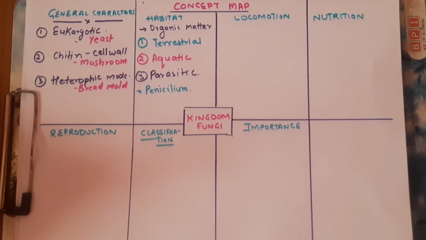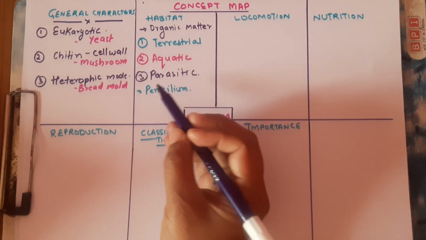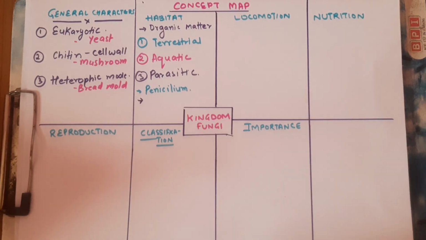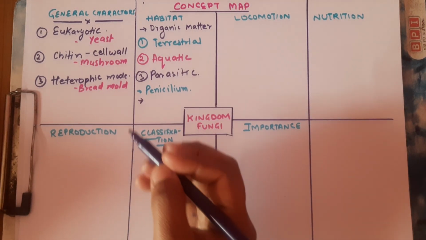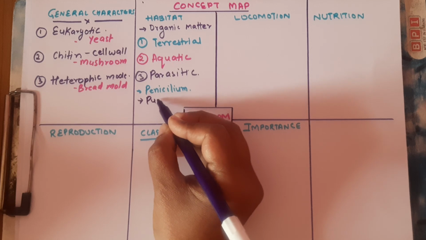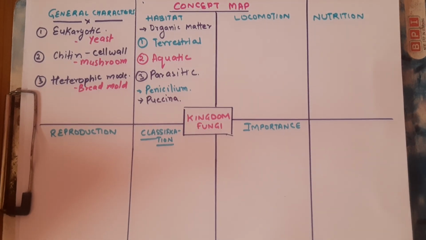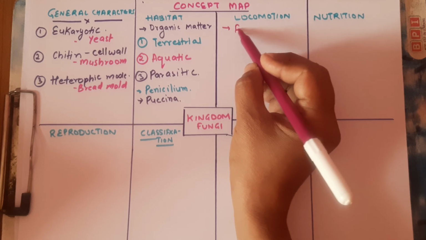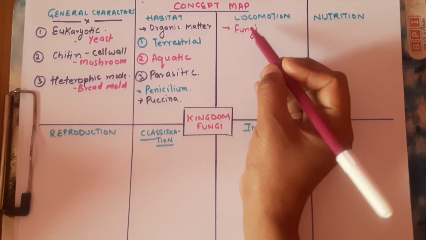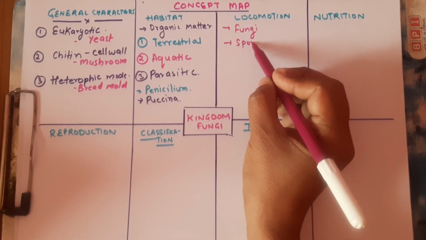And if we are talking about the parasitic fungi, then the example is Puccinia. Puccinia is a parasite on wheat, and it will infect that crop when it is overgrown. So now let's talk about locomotion. If we talk about locomotion, the fungi cannot move. However, the spores or the conidia can.